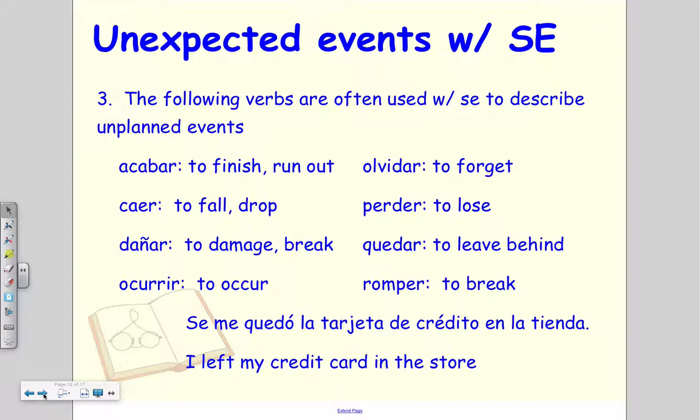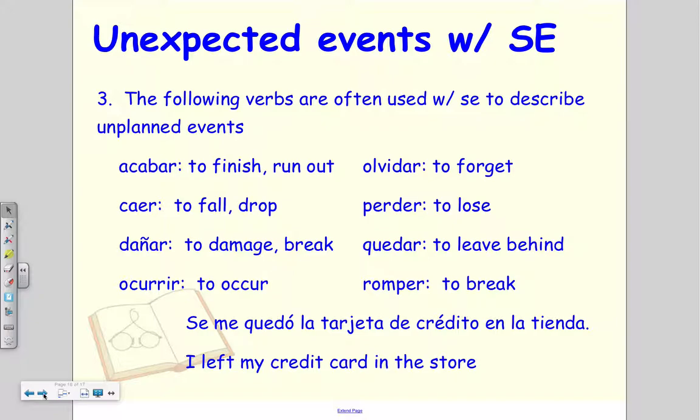Perder, gave you some examples like that. Quedar, to leave behind. A lunchbox in a classroom, like the one I'm looking at right now. Romper, to break, gave you examples using that. Here's an example on the screen with quedar. Se me quedó la tarjeta de crédito en la tienda. Left my credit card in the store. Not something I'm going to do on purpose. It was accidental, unplanned, or unexpected. Just like the person that used it and ran up that $500 bill.